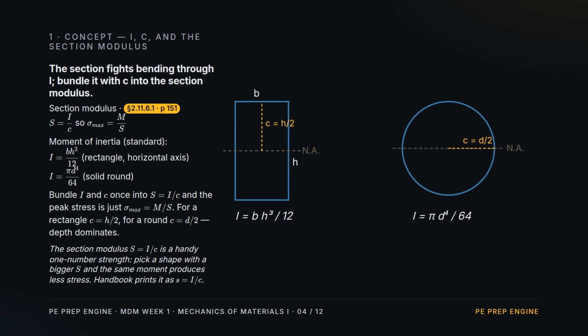Notice depth dominates. The rectangle scales with the cube of its height. Bundle the moment of inertia with the outer fiber distance once into the section modulus. S equals I over c. And the peak stress collapses to just M over S.